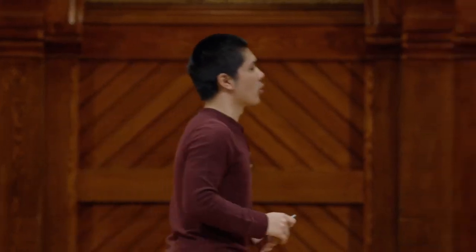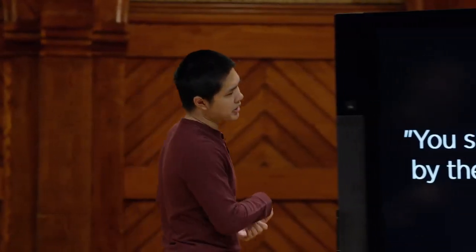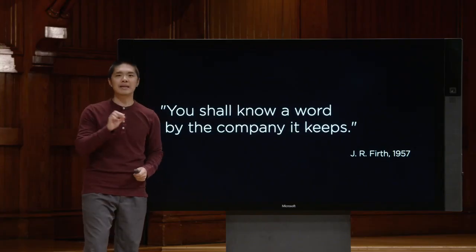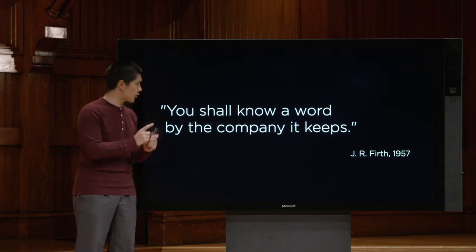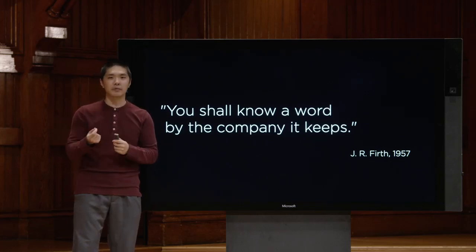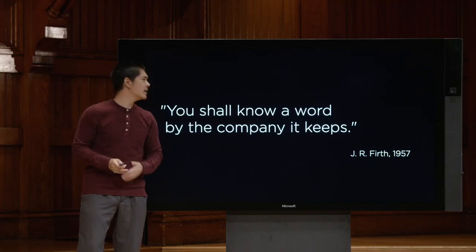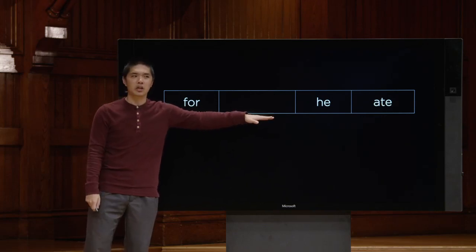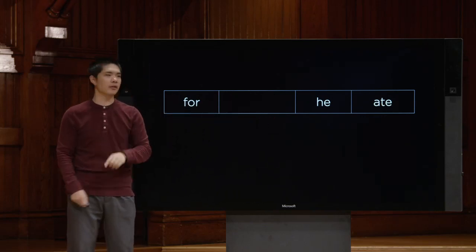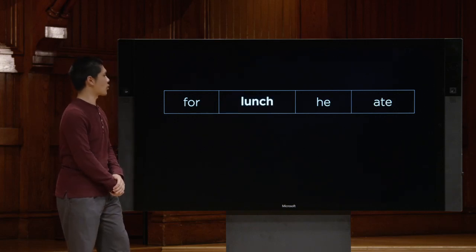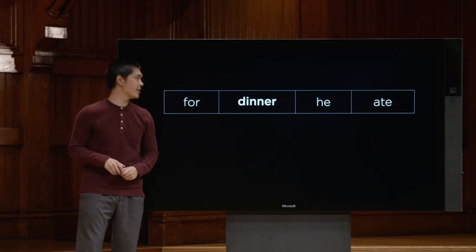Well, to do that, we're going to draw inspiration from a quote from British linguist J.R. Firth, who said, "You shall know a word by the company it keeps." In other words, we're going to define the meaning of a word based on the words that appear around it, the context words around it. Take, for example, this context. For blank, he ate. You might wonder what words could reasonably fill in that blank. Well, it might be words like breakfast or lunch or dinner. All of those could reasonably fill in that blank.